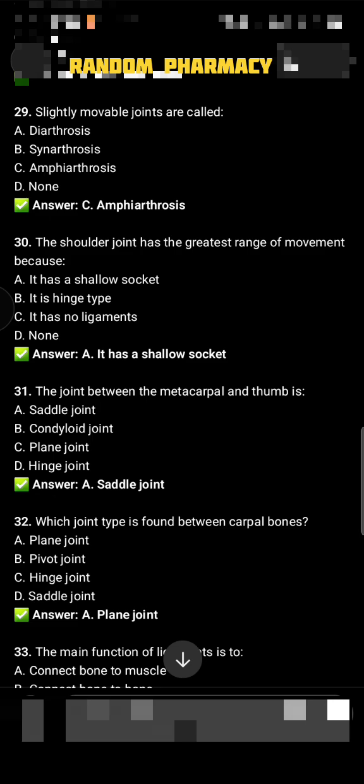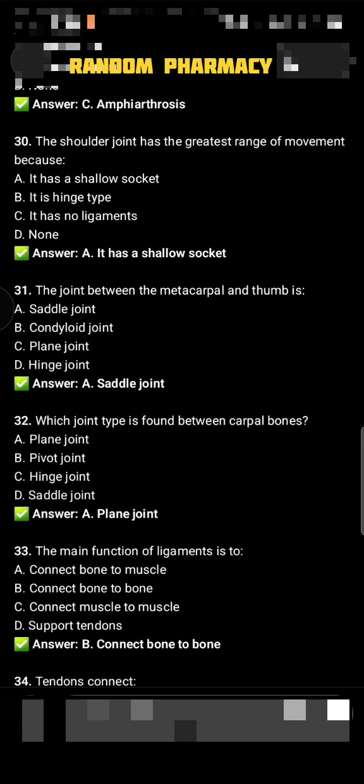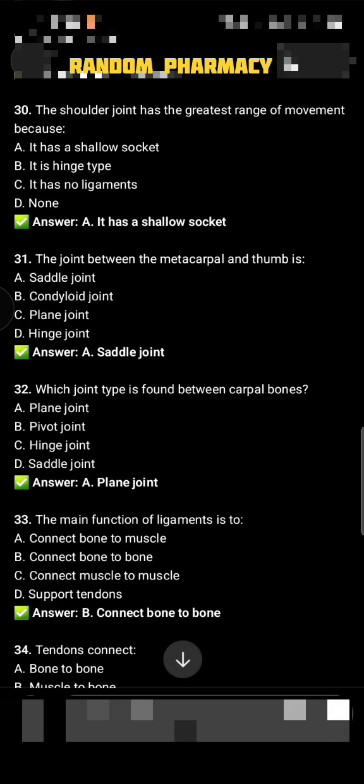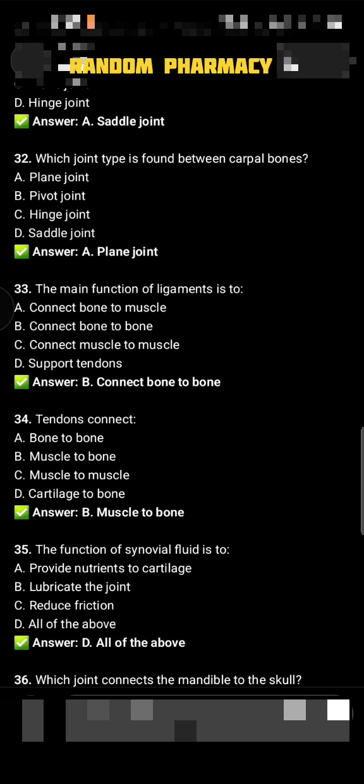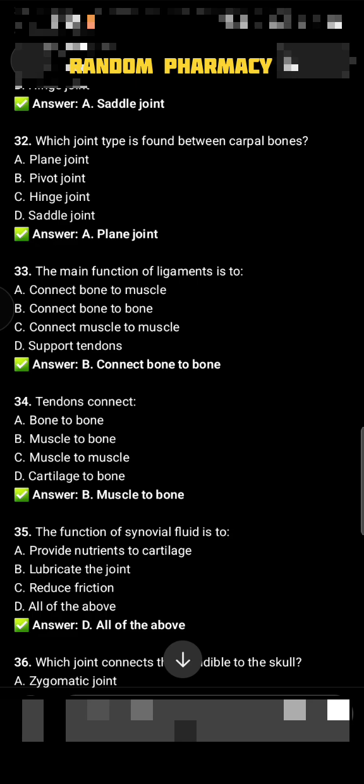The shoulder joint has the greatest range of movement because it has a shallow socket, it is hinge type, it has no ligaments, none. The right answer is it has a shallow socket. The joint between the metacarpal and thumb is saddle joint, condyloid joint, plane joint, hinge joint. The right answer is saddle joint. A joint formed between carpal bones is plane joint, pivot joint, hinge joint, saddle joint. The right answer is plane joint.